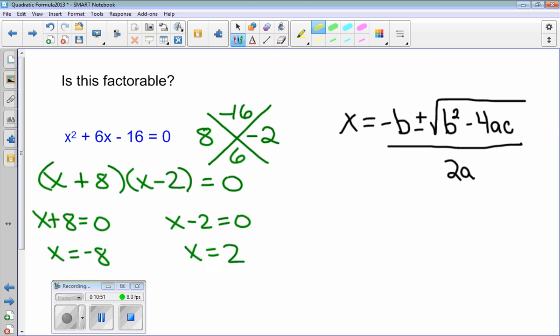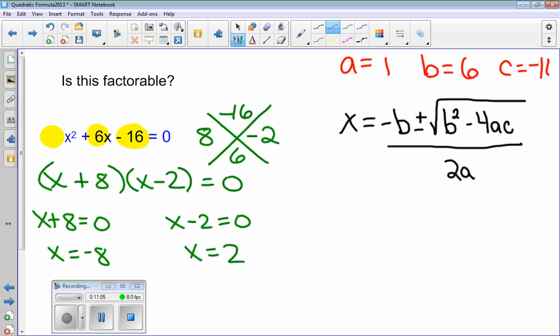So A, B, C. What is A? A is 1. B is what? Positive 6. C is what? 16. We know this. Good. So we're going to take those numbers and plug them into this formula. So x equals negative 6. Write it down rather than say it.